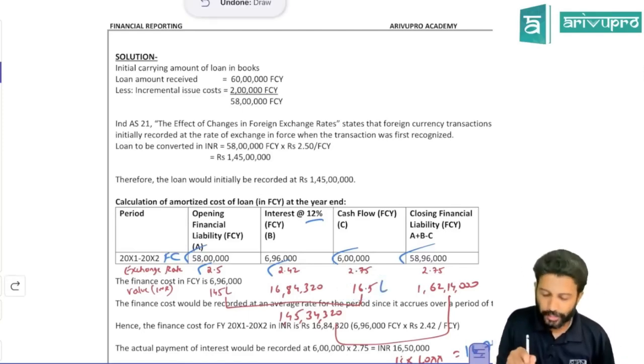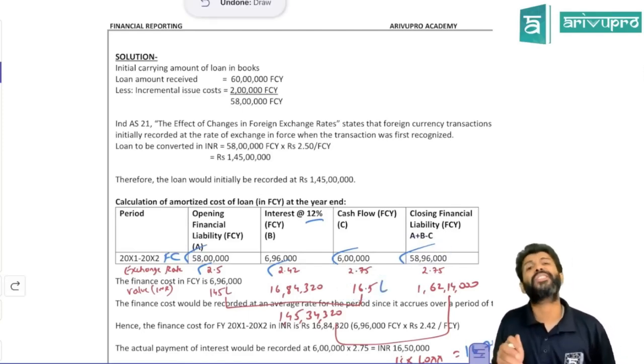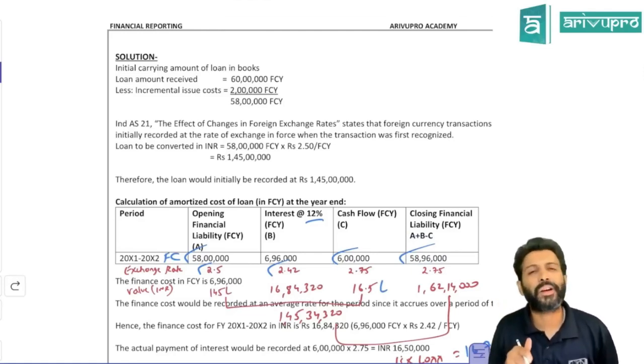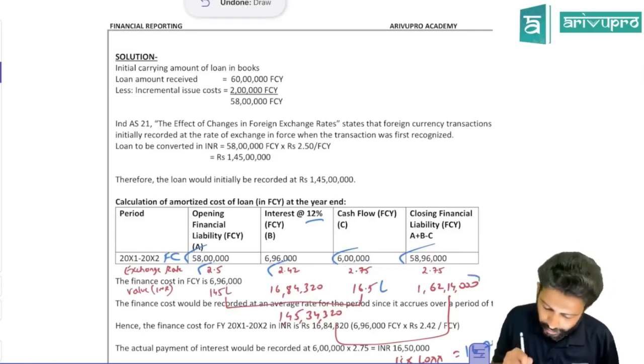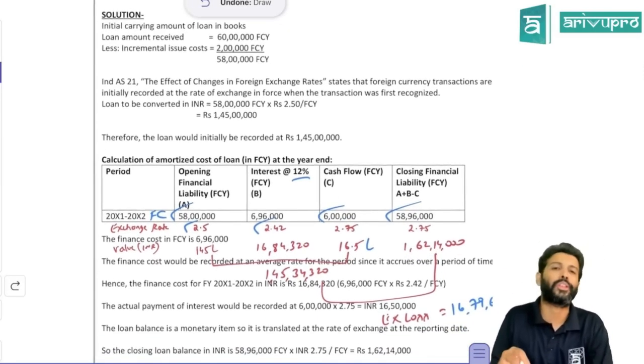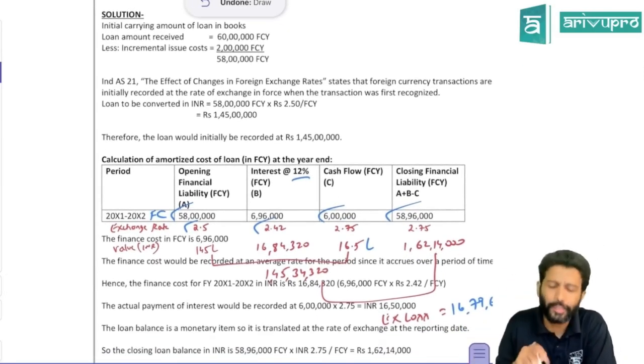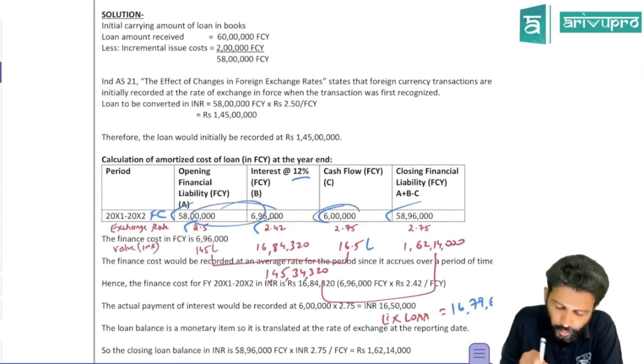All right. Then closing balance. This is what, sir? It's a loan. Correct. So all monetary items should be converted at the year end using what rate? Closing rate. So what is the closing rate? Same 2.75. So multiply. You're going to get 1 crore 62 lakh 14,000. Normally, how do you get closing balance? These two you add. This one you minus. Correct?